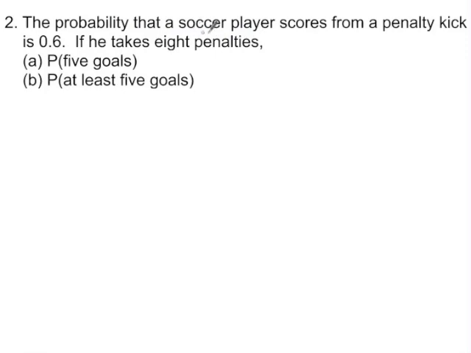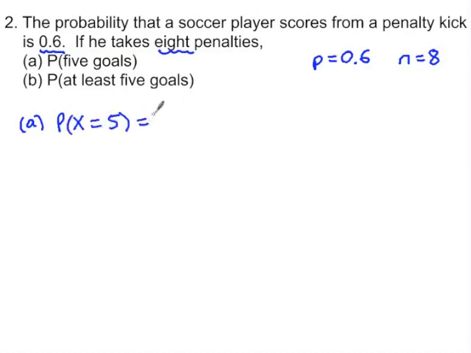We're given the probability that a soccer player scores from a penalty kick, and that's 0.6. So that's our p-value. And we're told that he takes 8 penalties, so that's our n value. In part A, we want to know the probability that he will score 5 goals. So that's 8 choose 5. Probability he will score is 0.6, so we raise that to the power of 5. Probability he won't score is 0.4, and we raise that to the power of 3.